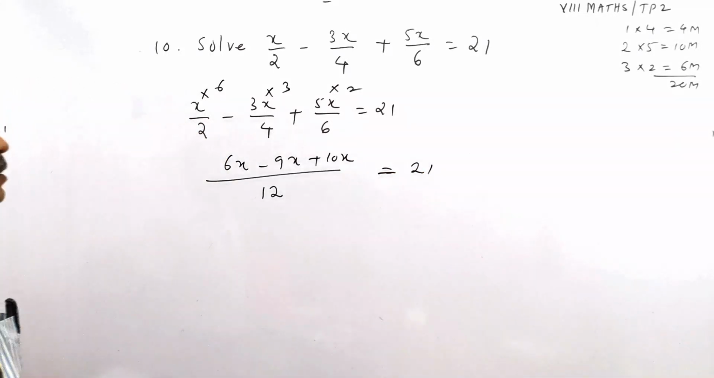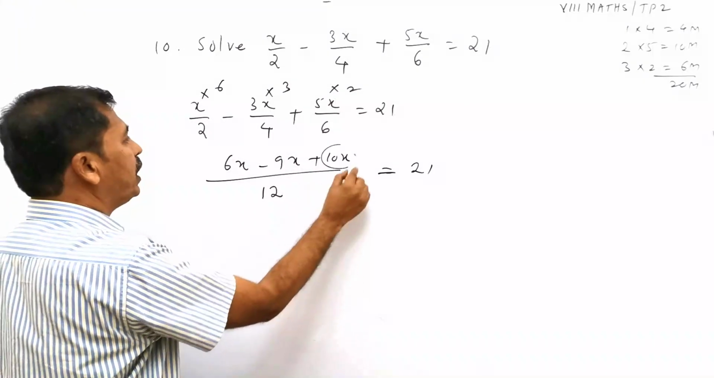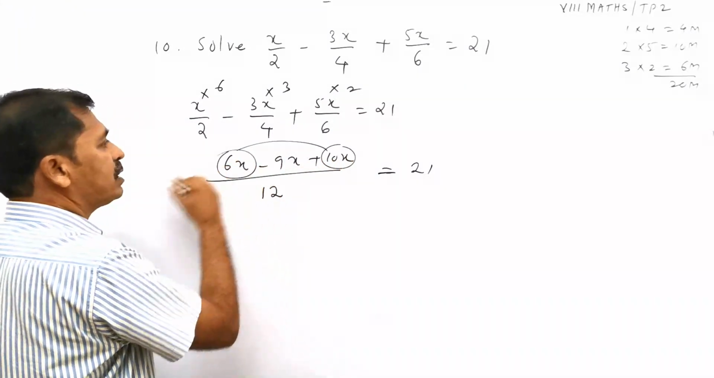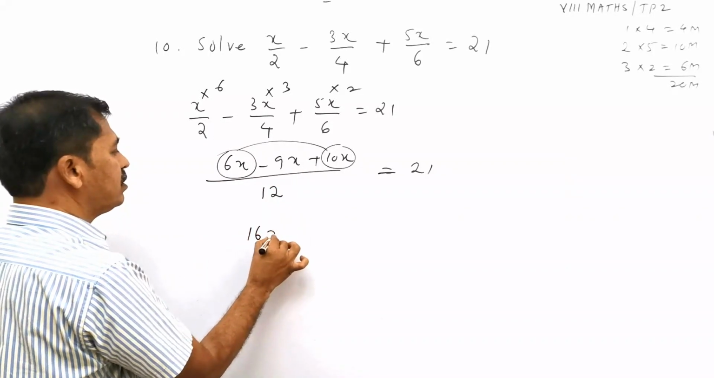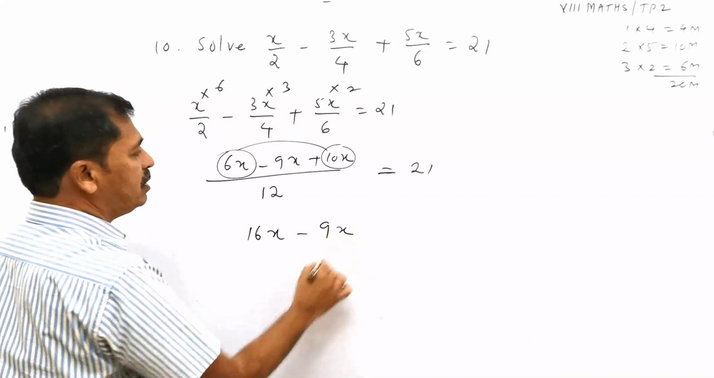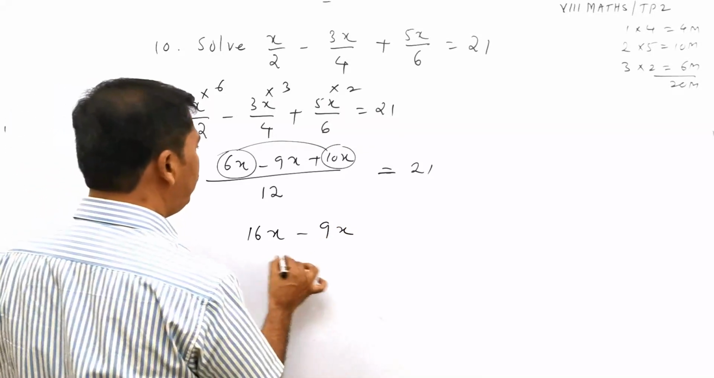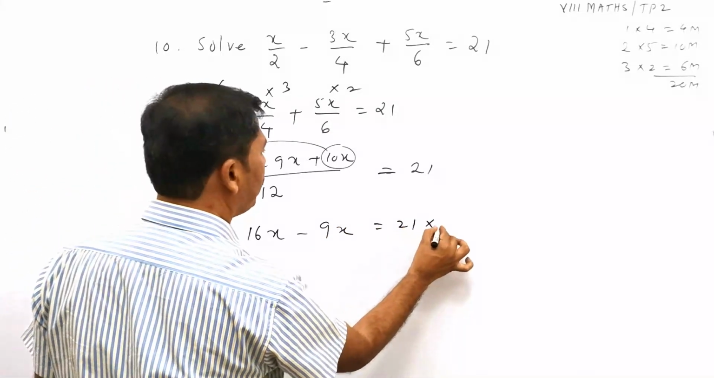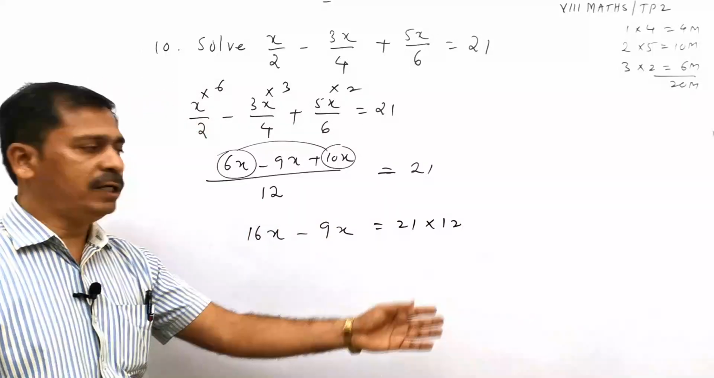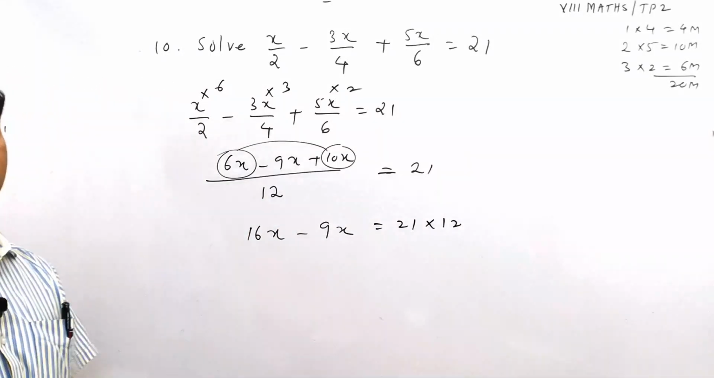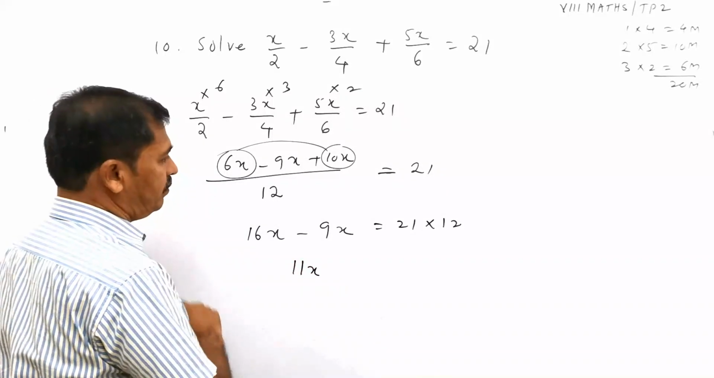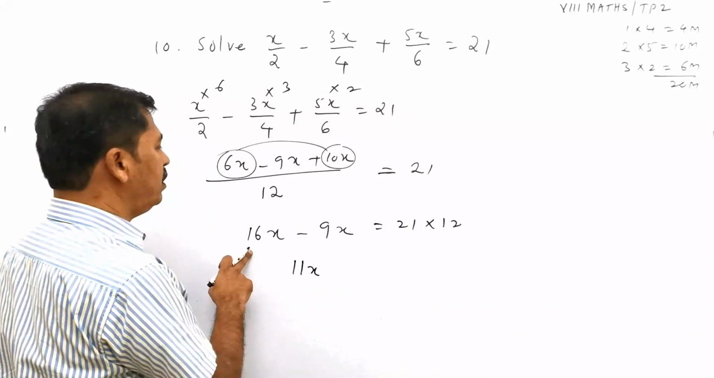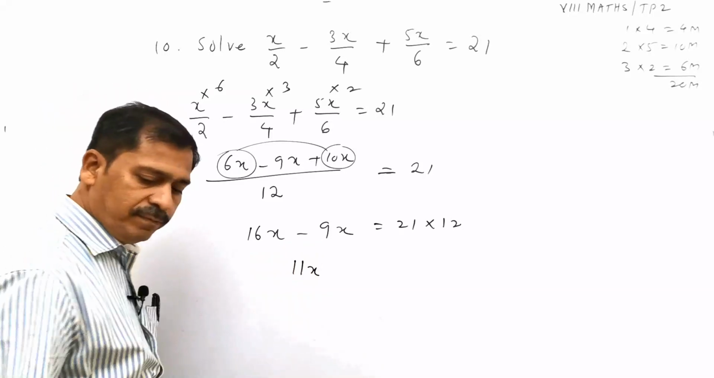See, these two you can add, 10x can be added with 6x, they have the same sign, 10 plus 6 is 16x, minus 9x you write as it is, divided by 12, and 21 into 12 you can write. Shift this 12 to that side. So 16 minus 9 leads to how much?